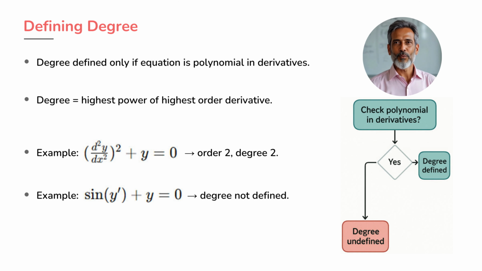Another example, y double dash plus bracket y dash squared equals 0. The highest derivative is second order, raised to power 1. So order equals 2, degree equals 1. But if you see sine of y dash plus y equals 0, here the derivative y dash is sitting inside sine. That's not polynomial, so degree is undefined. So always check, is the equation polynomial in derivatives? If yes, find the highest power of the highest derivative. If no, degree does not exist.